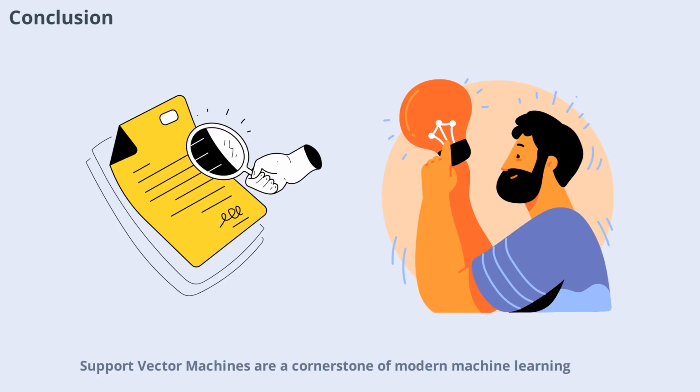Support vector machines are a cornerstone of modern machine learning, offering powerful tools for classification and regression. By understanding their core concepts, strengths, and limitations, you can harness the full potential of SVMs in your projects.